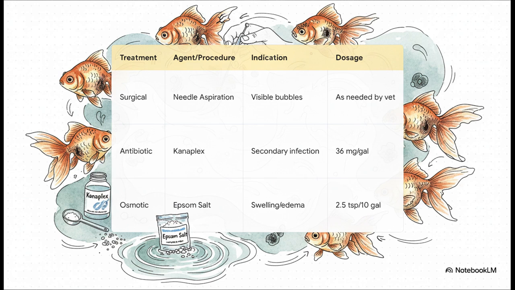For severe cases, an aquatic vet will actually perform needle aspiration. They carefully pierce the visible bubbles to manually pull the trapped air out. But because those expanding bubbles tear delicate tissue, secondary bacterial infections are almost a guarantee. To fight that, the standard protocol involves a systemic antibiotic, like Canaplex. Finally, dosing the water with Epsom salt provides osmotic support, which helps draw out that severe internal swelling.